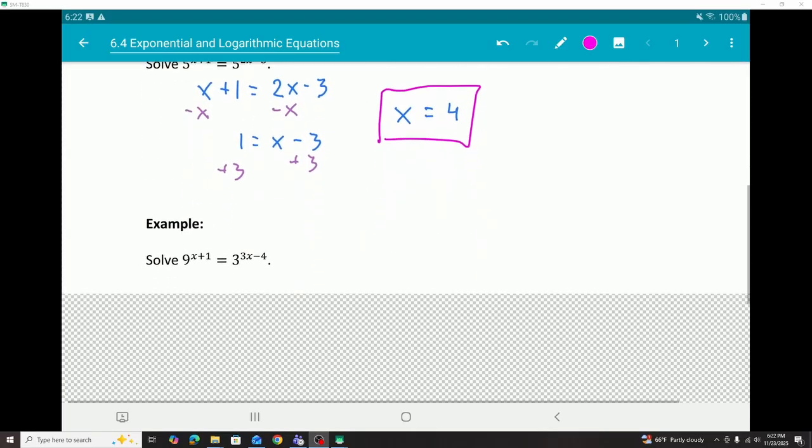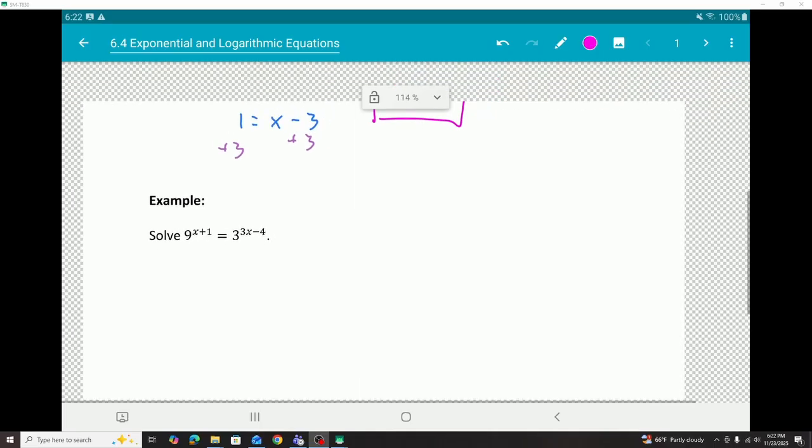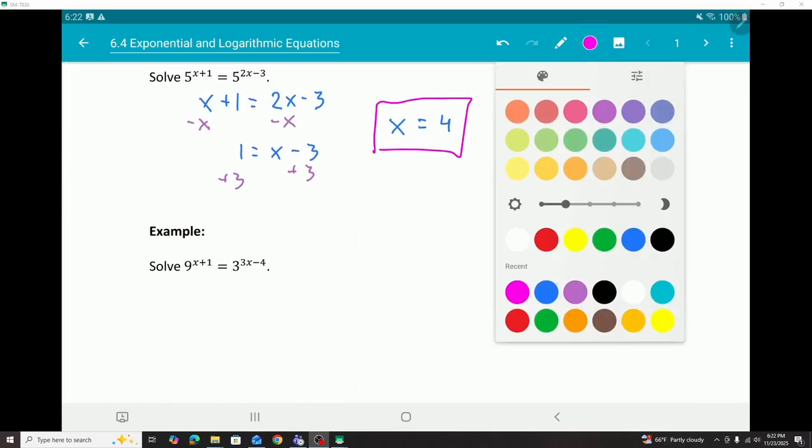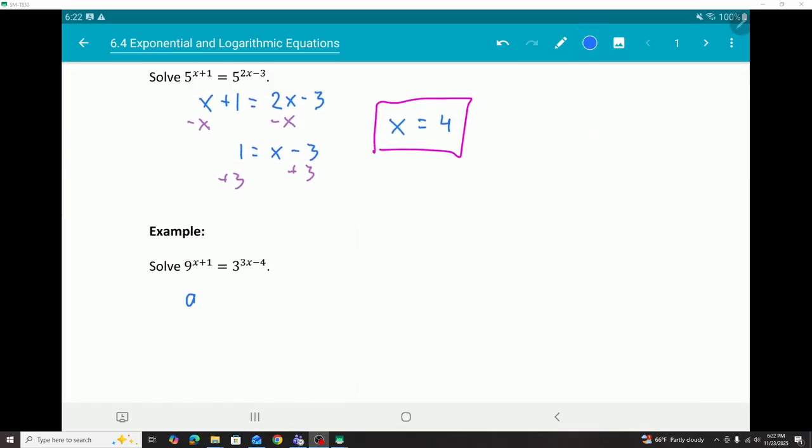Unless I change this a little bit, unless I be a little bit clever about this. In other words, I say 9 to the x plus 1 is actually 9 is equal to 3 squared. And now I use a rule from algebra. I use the exponent laws here. If I have a to the power of n raised to a different power m, I can multiply those powers.